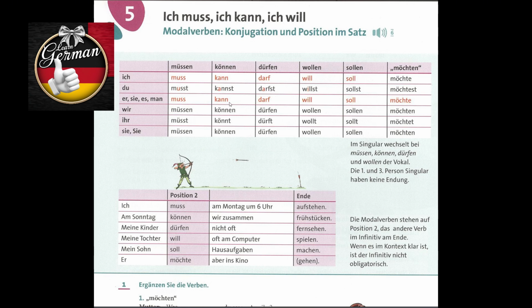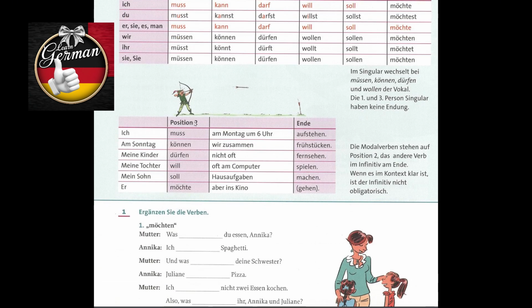Simply learn these conjugations. They're not difficult. Here in the third person, it means for everyone, so every person. What is important is the position of the modal verb. It has to be in the second position, always. The exception, of course, is if you have to form a question, then you use them in the first position. But in a statement you use them in the second position, and the other verb is at the end, in infinitive form.